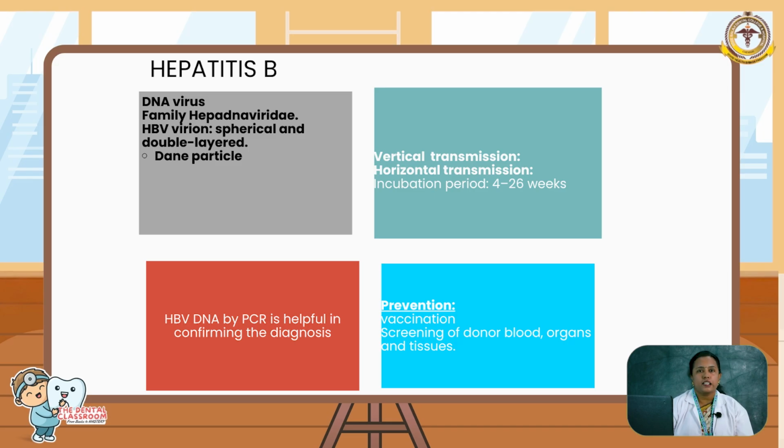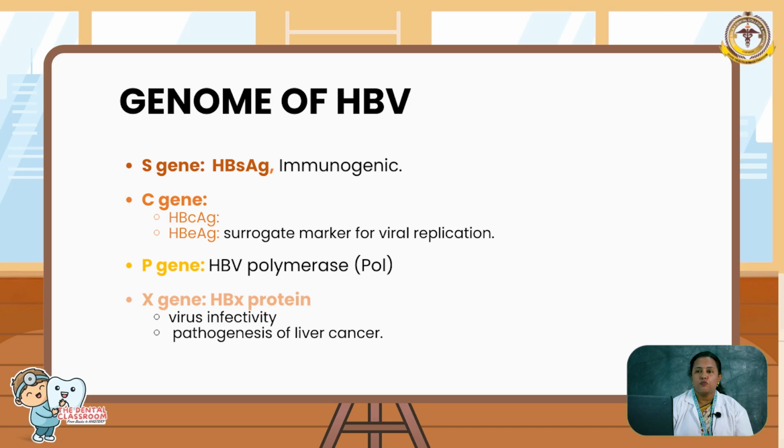Close contact occurs by sexual intercourse, both homosexual as well as heterosexual. HBV DNA identification by PCR analysis is helpful in confirming the diagnosis of hepatitis B virus. Prevention is by vaccination against hepatitis B virus for all healthcare professionals and the screening of donor blood, organs and tissues. The genome of hepatitis B virus contains S gene, C gene, P gene and X gene.